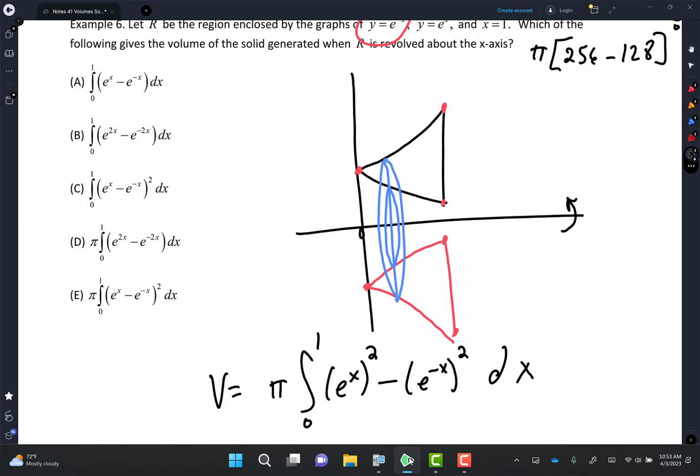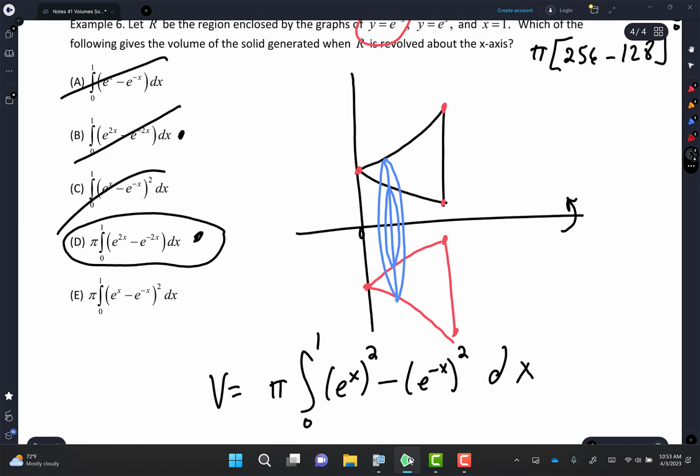Let's look for that answer. Is it letter A? No, out. Is it letter B? Maybe. Why not? There's no pi. Out. Is it letter C? No pi. Is it letter D? Looks like it is. Is it letter E? No. Every single one of them is squared, and they're trying to trick you as if it's just one giant radius squared. So the answer is D.